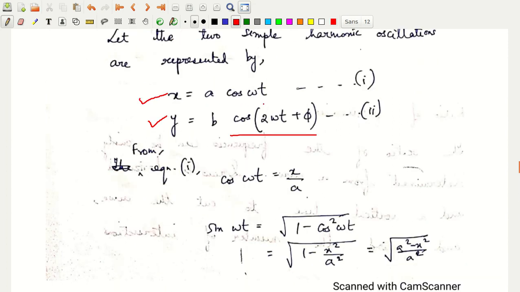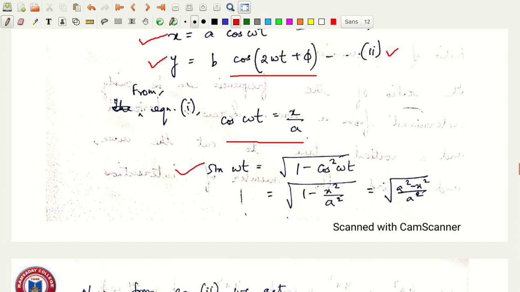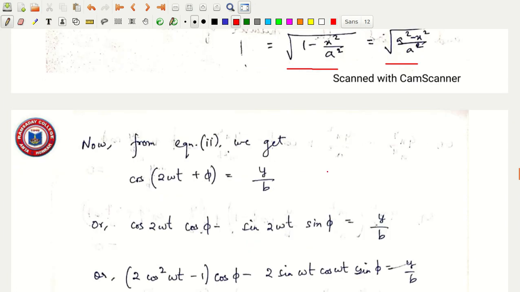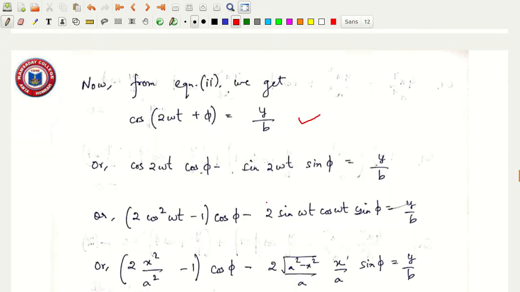This is equation 1 and equation 2. From equation 1 I get that cos omega t is x by a. So obviously what is sin omega t? Root of 1 minus cos square omega t, so root of 1 minus x square by a square, which is given by this. Now from equation 2 similarly I get that cos(2 omega t plus phi) is y by b. And we all know the formula for cos(A plus B): cos A cos B minus sin A sin B, that is equal to y by b.